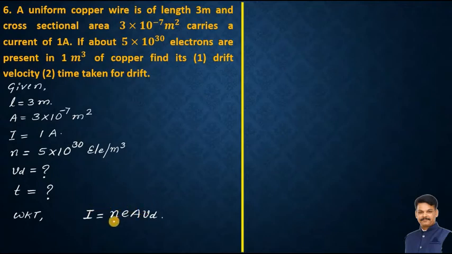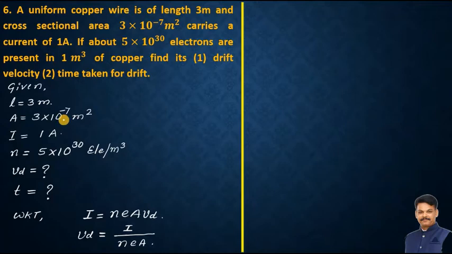Because the number of electrons per meter cube of the material is fixed, the charge of the electron is fixed, and the area of cross section for any conductor is fixed, the only changing factor is the drift velocity. Hence, using this formula we can very easily find the drift velocity, which can be written as Vd is equal to I divided by N e A.